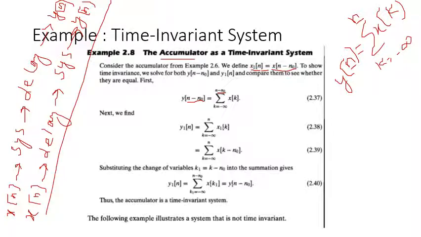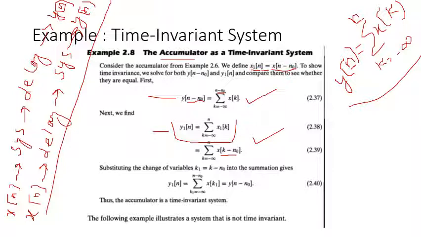Next, this is again the accumulator system which I have written here. Now we have to delay the input. Here we delayed the output, here we are delaying the input. We delay the input by replacing k with k minus n naught. Now we have to check whether this output and this output are the same or not. It looks different, but both of these outputs are the same.